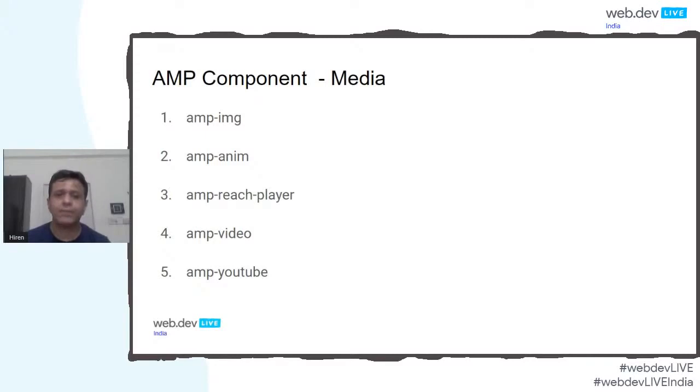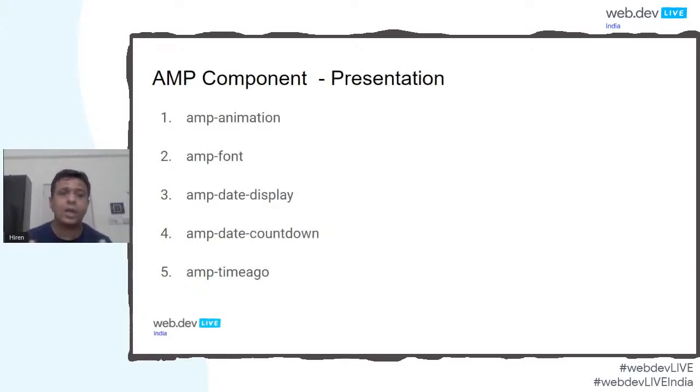Next is AMP media. AMP image, as we already saw in the previous example when we were converting existing HTML to AMP, is a tag you can use. Then we have AMP animation, which only uses GPU accelerated animations. Then we have the rich player that is used for creating a player inside your application, AMP video, and AMP YouTube. So these are some inbuilt components or tags available with the AMP framework for having media in your application.